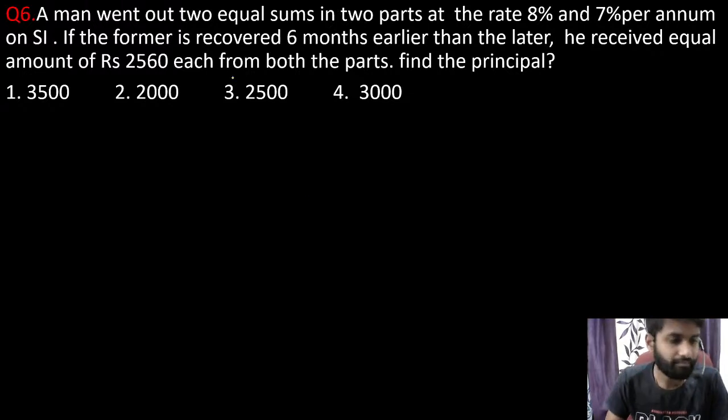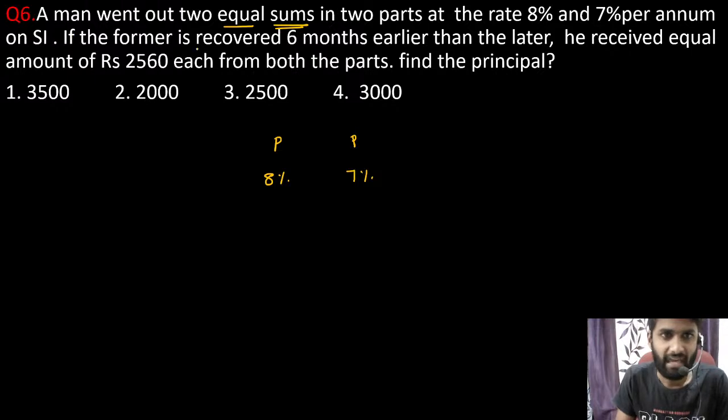Next question. And see, a man lent out two equal sums. So here the principal and here the principal, both are equal sums, no? One at 8% per annum rate of interest, the other at 7% per annum on simple interest. If the former, that is the first one, is recovered 6 months earlier than the latter, this is the second one.